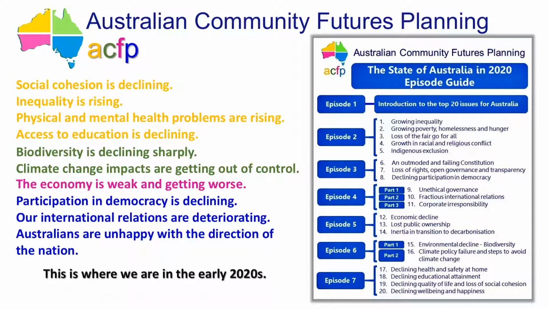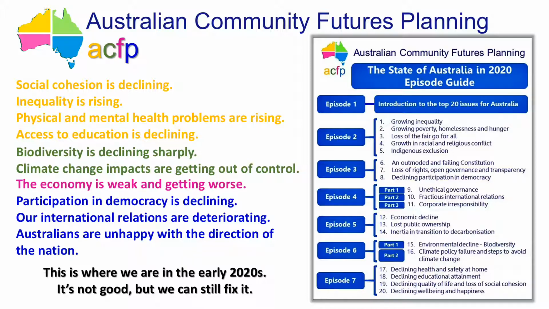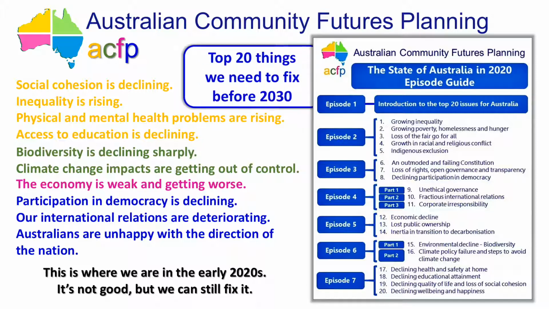This is where we are in the early 2020s. It's not good, but it's better to know it now when we can still do something about it before it gets worse. We can still fix it. These are the 20 key areas of policy and services that we need to fix in the decade to 2030 if we expect to arrive safely in 2050 with an acceptable degree of well-being and security.